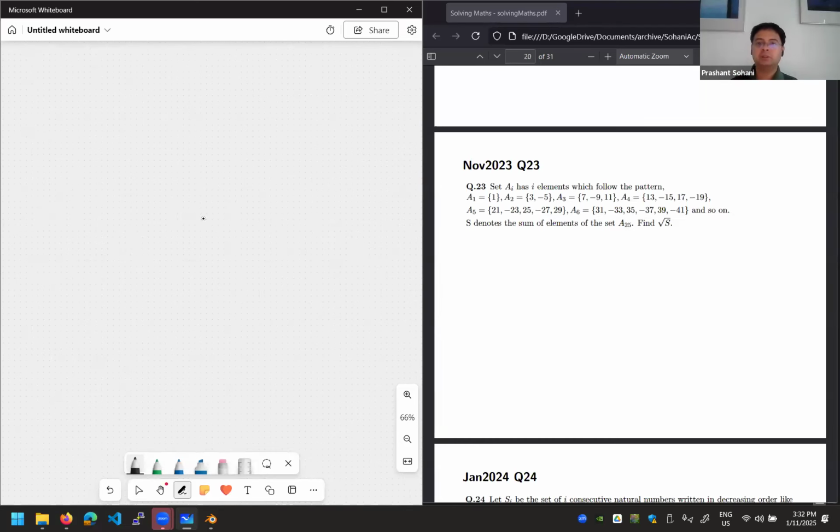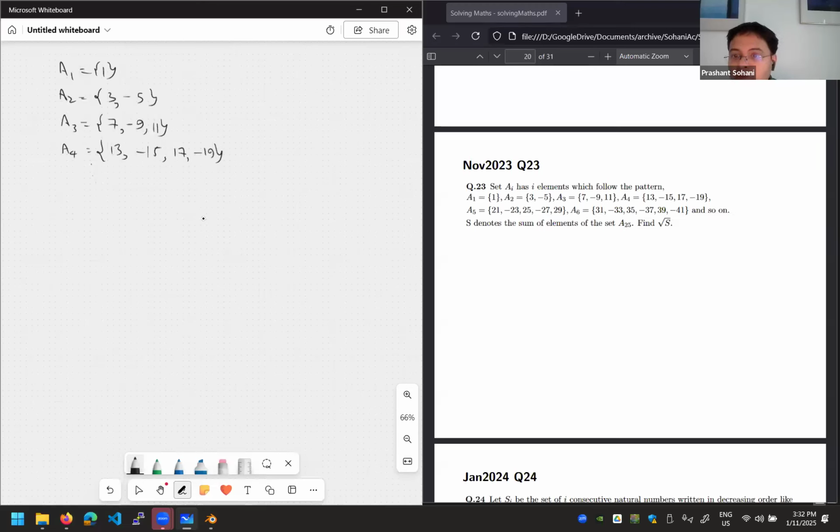Okay, so what is given is a sequence of sets. So A1 is 1. There is some pattern which is given, right? If you observe, every set has alternating positive and negative terms, and the number of terms is increasing. The first had one term, the next had two terms, the third has three terms. So every set has one extra term, and so on and so forth.